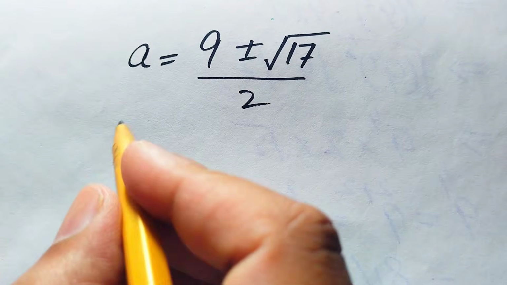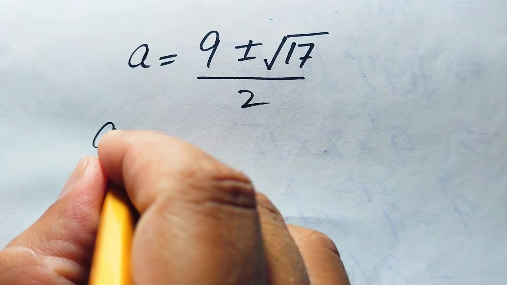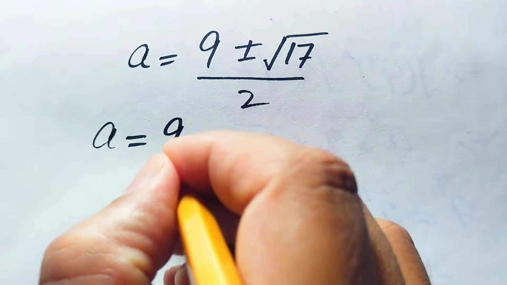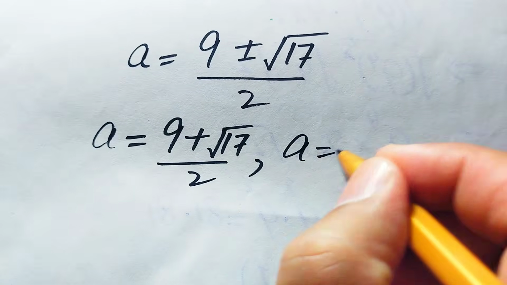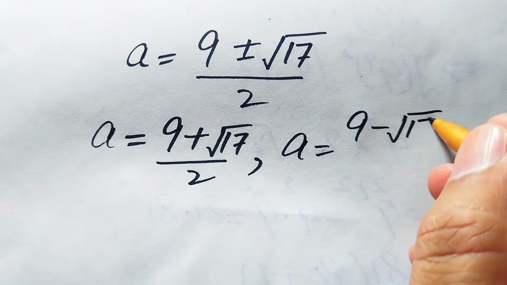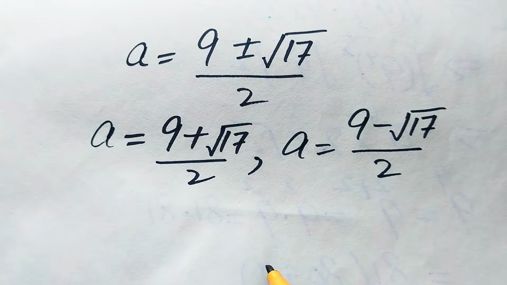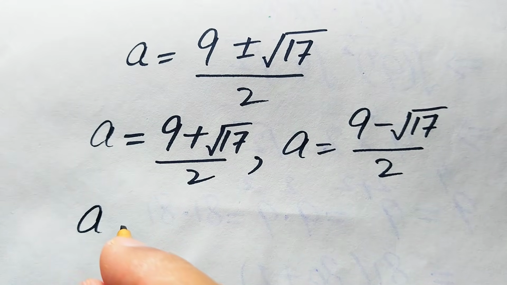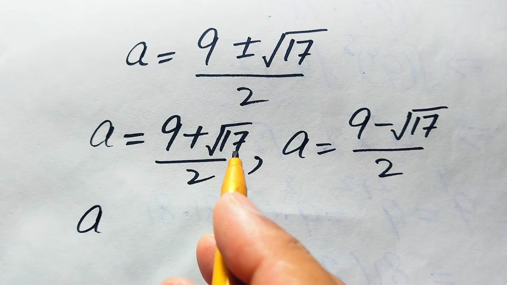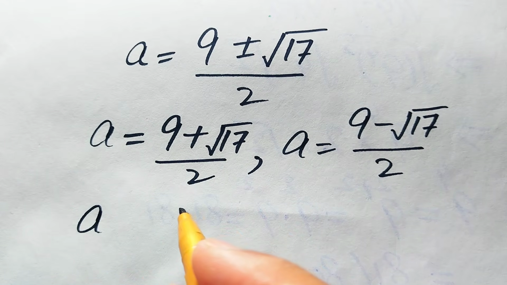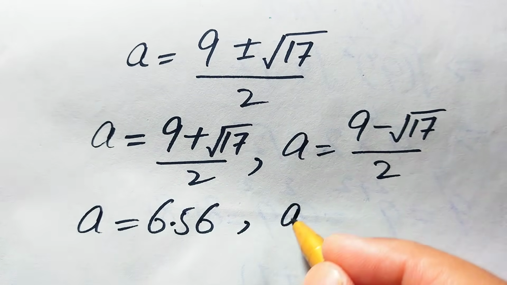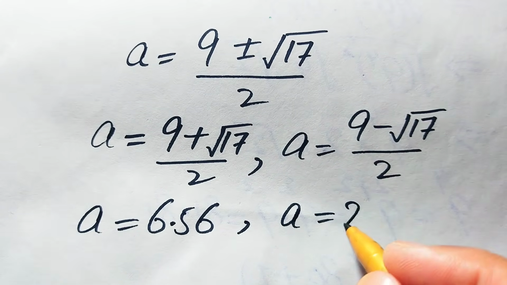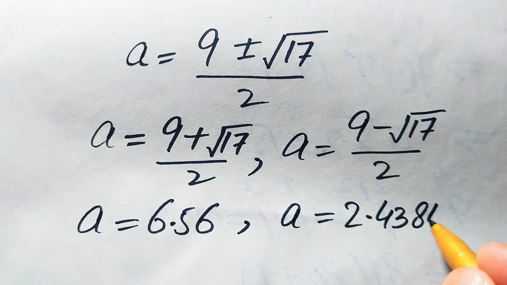Here we write this in two ways. First we have a equals 9 plus the square root of 17 divided by 2, and the negative value is 9 minus the square root of 17, also divided by 2. If we write these values in exact decimal form, we obtain 9 plus the square root of 17 divided by 2 equals 6.56, and when we convert the other into decimal form we get a equals 2.4384.